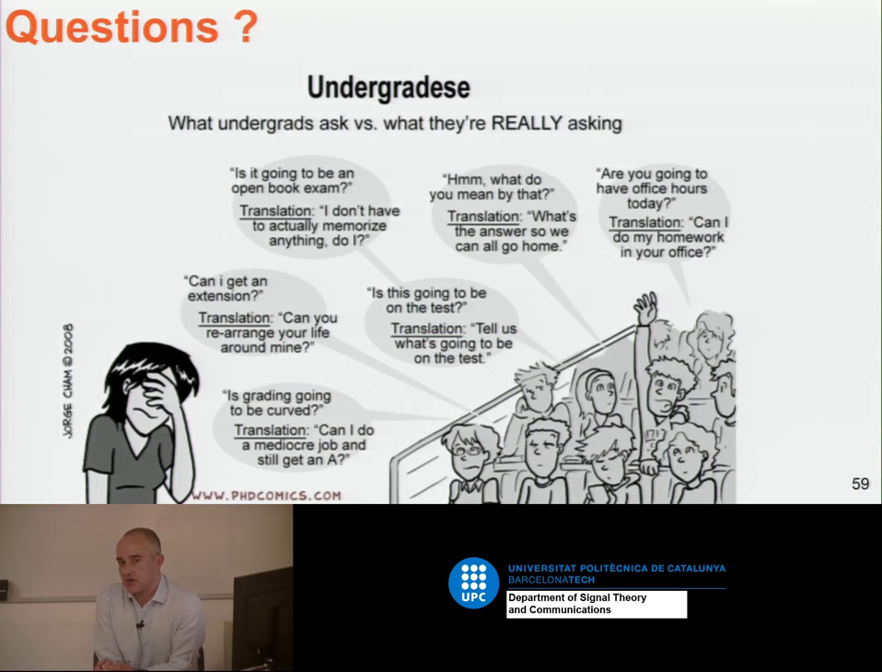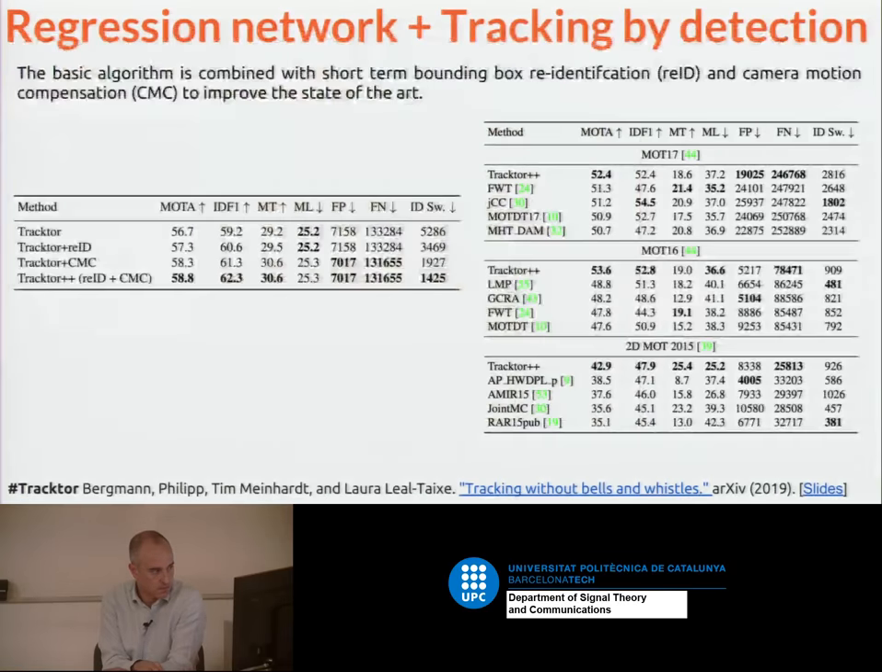Do you have any final question? Yep. When you said about the re-identification... To identify it back again, you save some features that describe this bounding box.